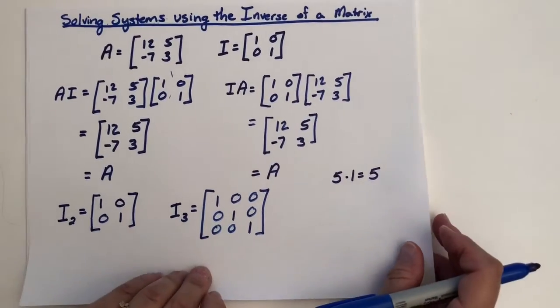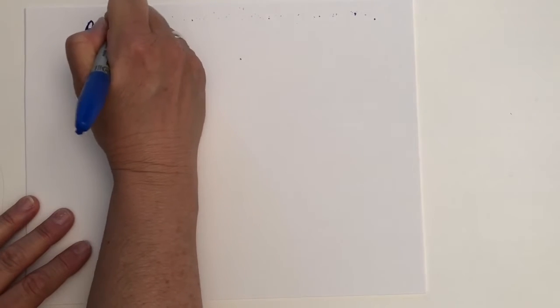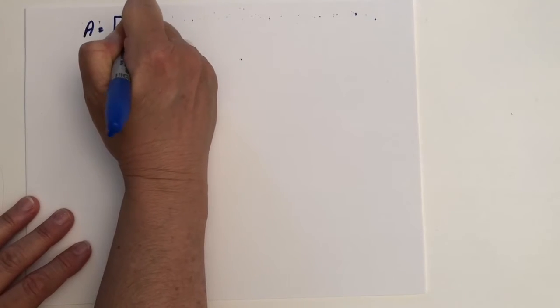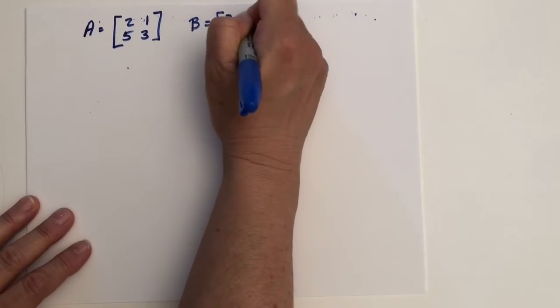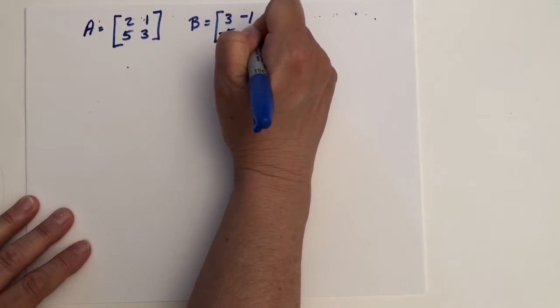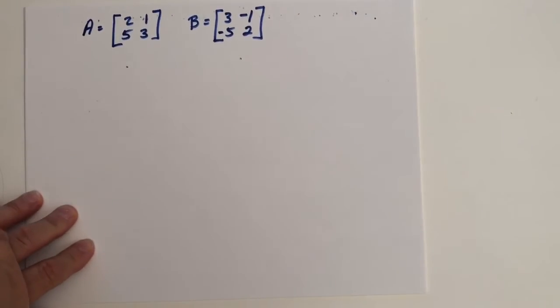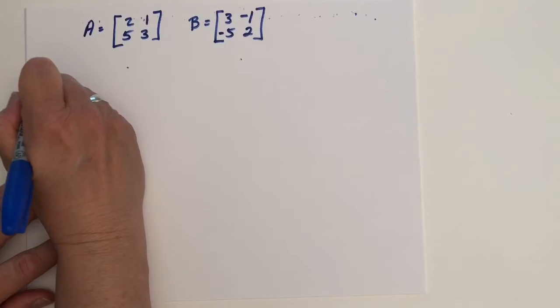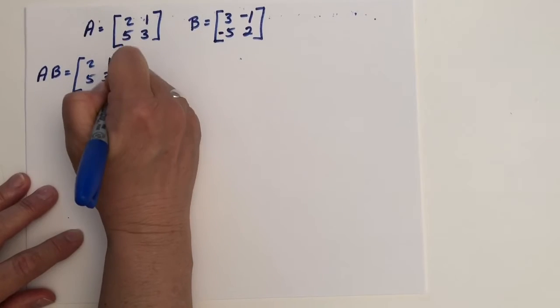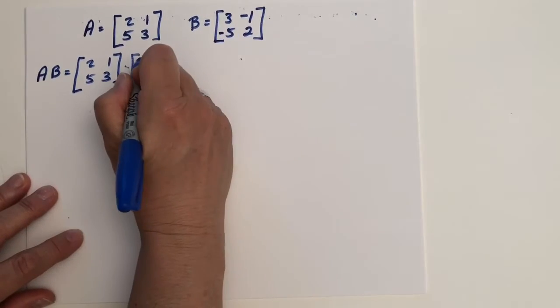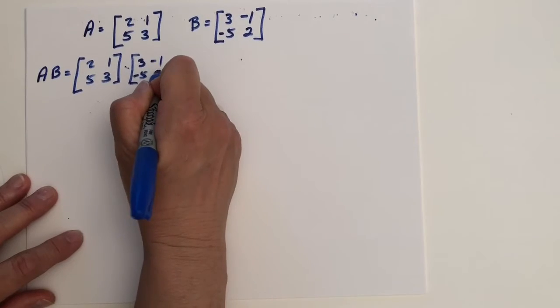So now let's set that aside for a minute and let's move on. Let's talk about multiplying these matrices together. I'm going to let A equal [2, 1; 5, 3]. And I'm going to let a matrix B equal [3, -1; -5, 2]. And let's just find their product. So I'm going to find AB. So I'm writing A first. It's [2, 1; 5, 3] times [3, -1; -5, 2].